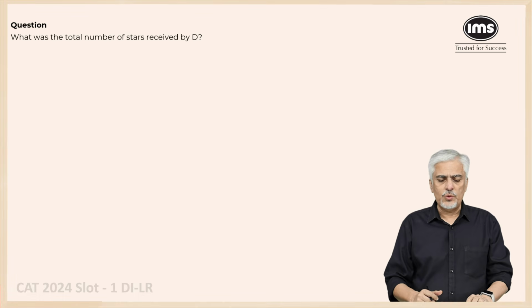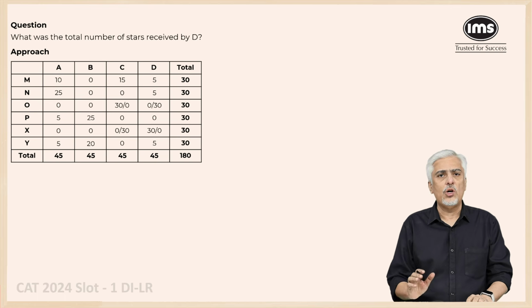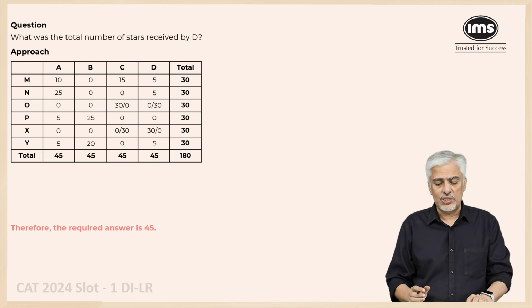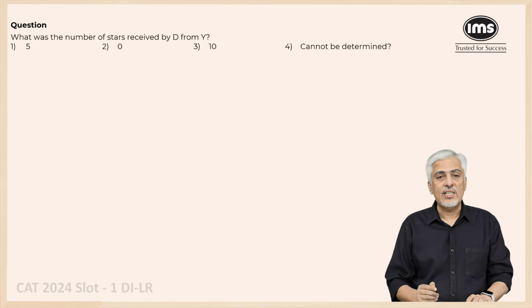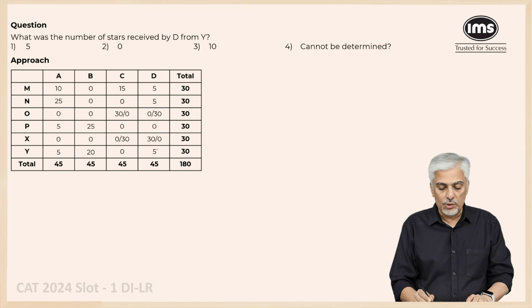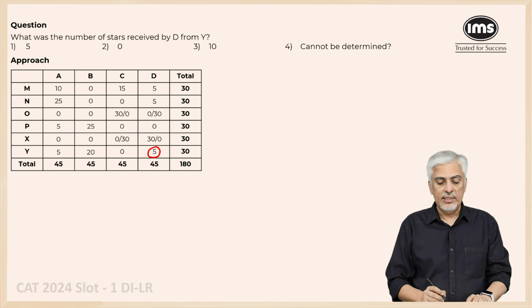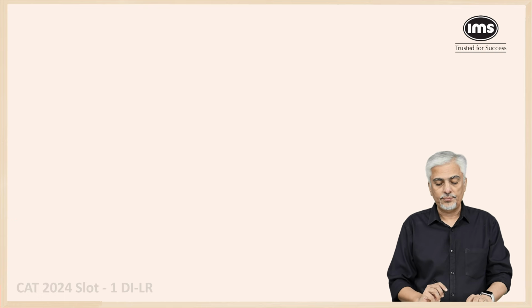Let's have a look at the first question. What was the total number of stars received by D? Now, D received how many stars? 45. That's what we already know. We had already said it when reading the questions that this was the most straightforward question. So, answer is 45 over here. What was the number of stars received by D from Y? So, D received how many stars from Y? So, what do we know about this number? This is that number which you're talking about. D received from Y 5 stars. Answer is the first option.